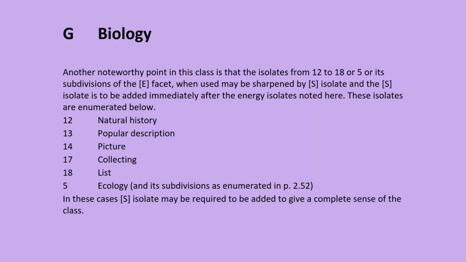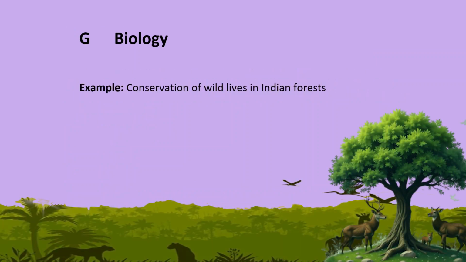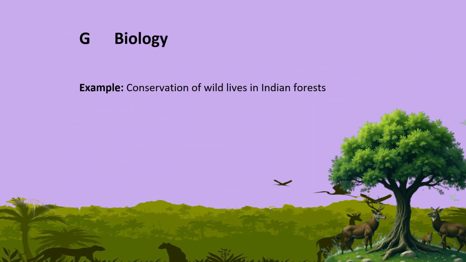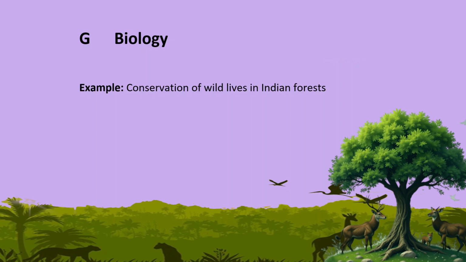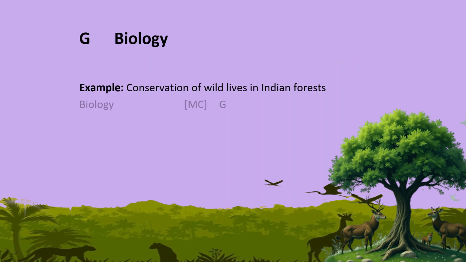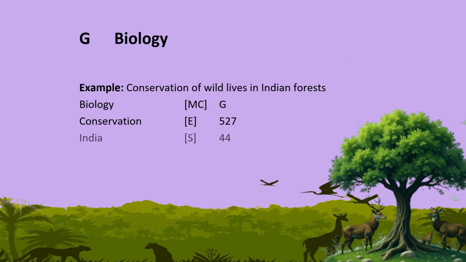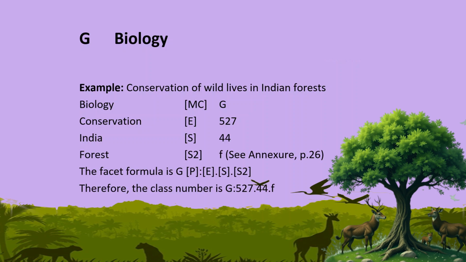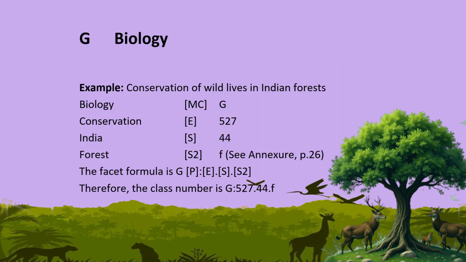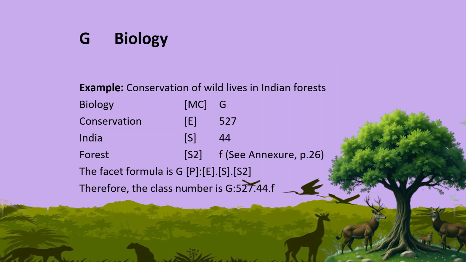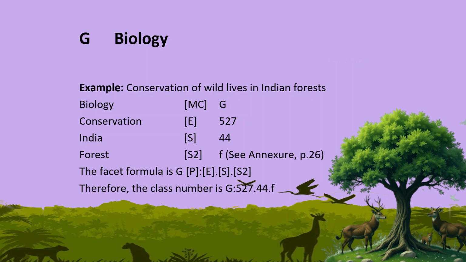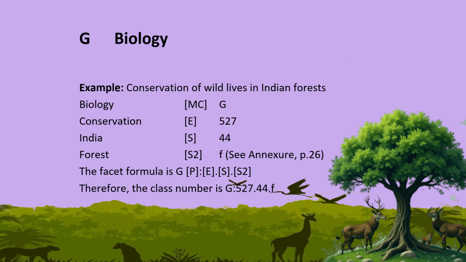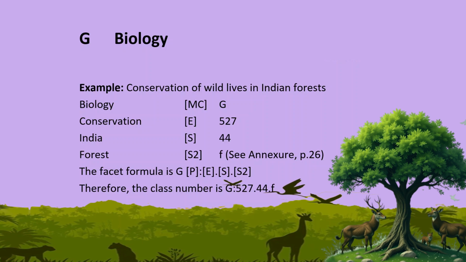Here we present one example: conservation of wildlife in Indian forests. Here we are getting in the energy facet 5 to 7. So the space isolate will sharpen the energy isolate here, that is conservation 5 to 7, and the class number we are getting here is G colon 5 to 7 sharpened by space isolate for India, and after that the second round space isolate, that is forest, small f.